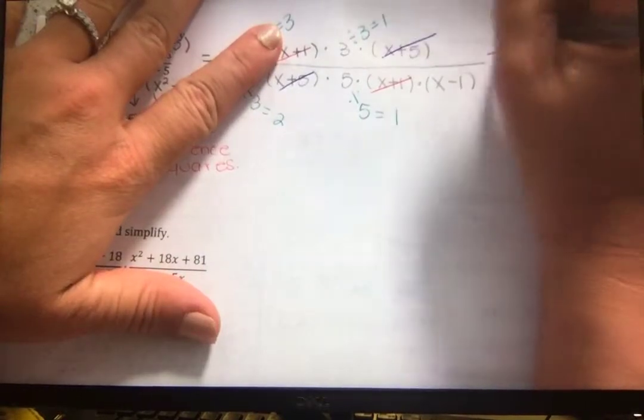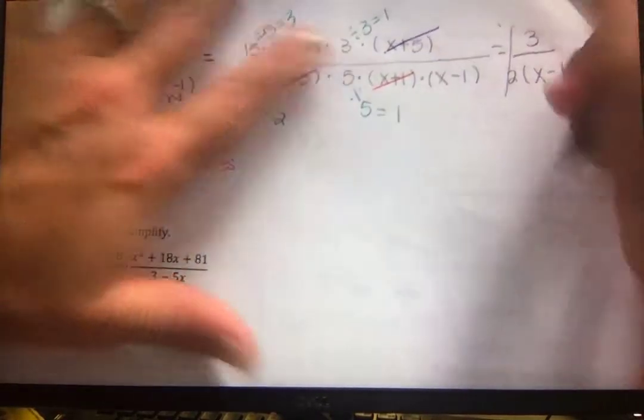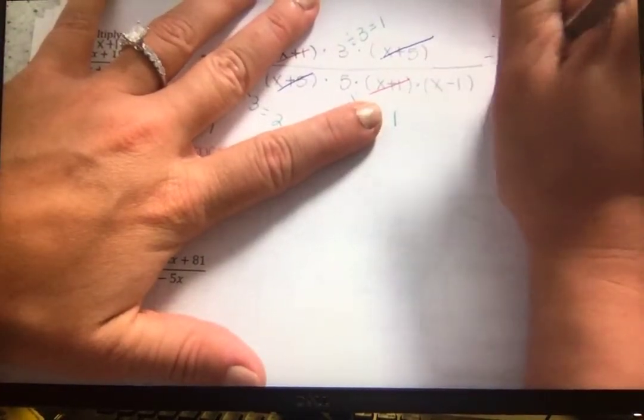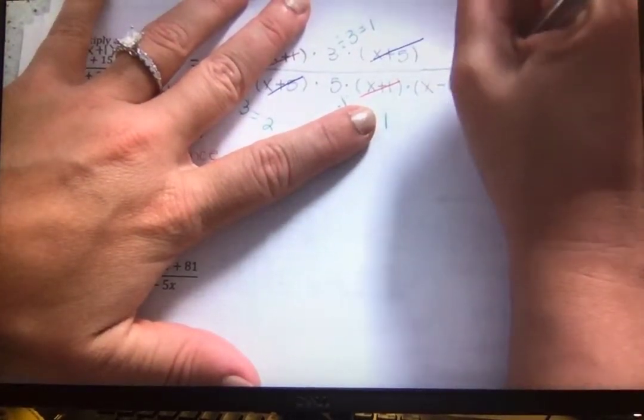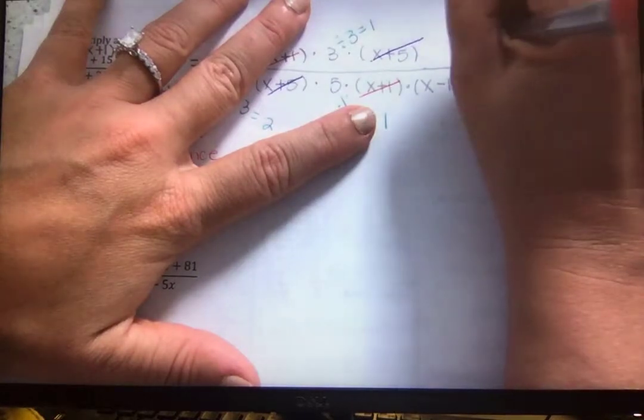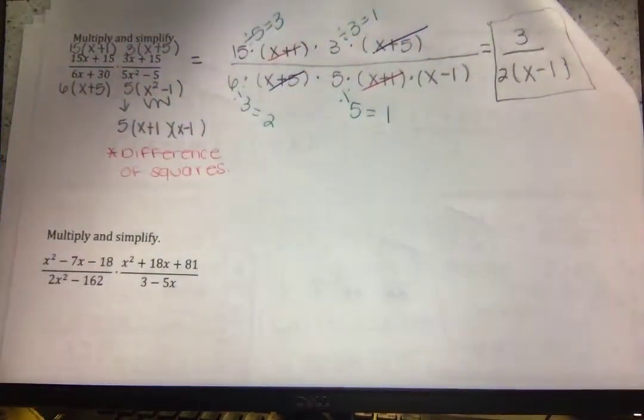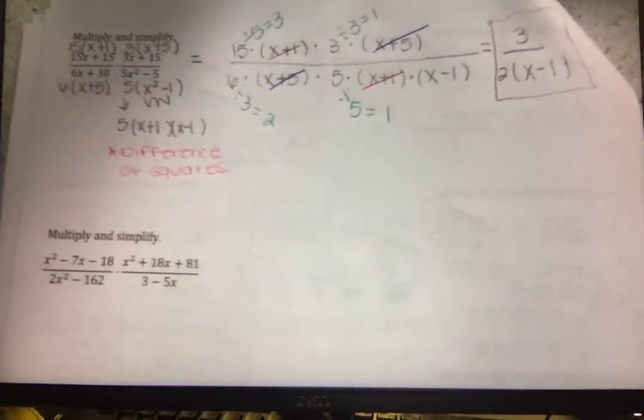So my final answer is 3 all over 2 times (x minus 1).